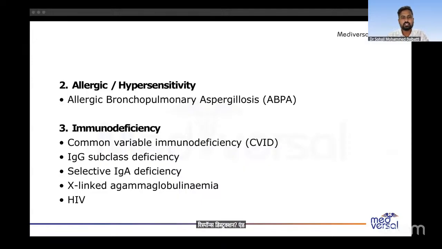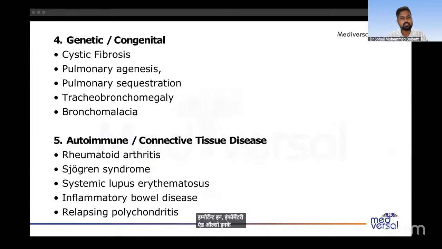And certain immunodeficiency conditions like common variable immunodeficiencies or certain immunoglobulin deficiencies like IgG and IgA, which are very important in the inflammatory cascade, and also in case of HIV or retroviral diseases. Certain congenital or genetic diseases are associated with bronchiectasis, though they are rare. The most common in Western countries which we see is cystic fibrosis. Again, it is an autosomal recessive condition with CFTR gene mutation. And we have congenital issues like pulmonary agenesis, sequestration, or tracheobronchomegaly. And also the connective tissue diseases like rheumatoid arthritis, Sjogren's syndrome, and SLE. So all these tend to contribute towards the etiology of bronchiectasis.